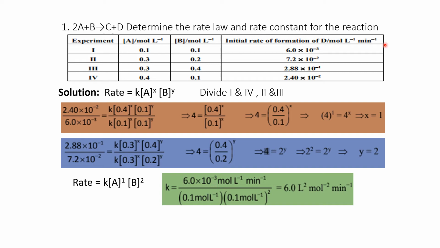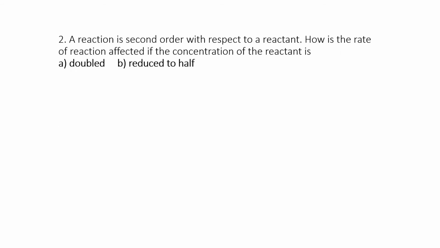That unit has to be taken, divided by the concentration of A and the concentration of B. We will find the rate constant. Okay, this is the equation. This is the answer.